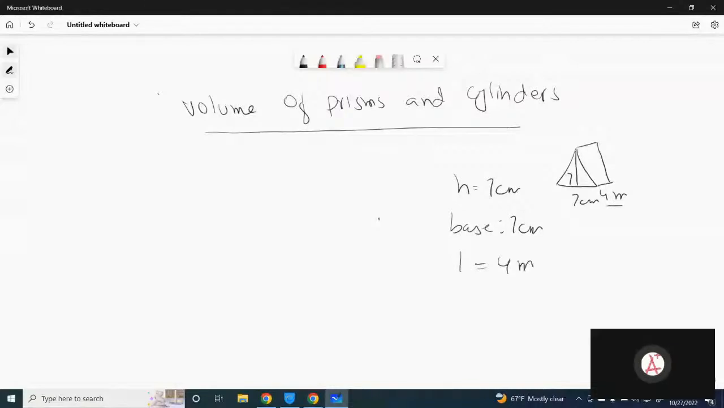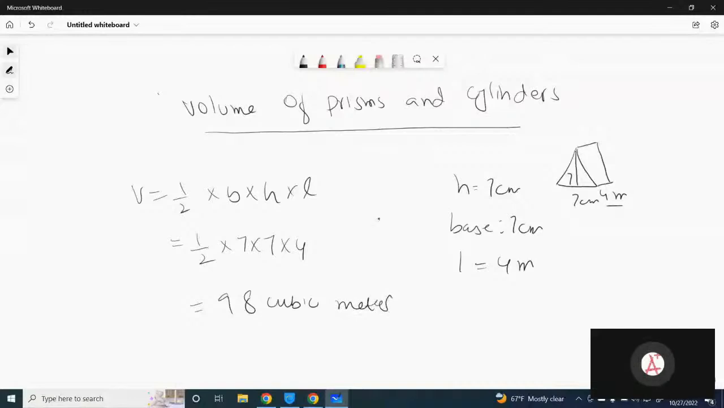Got it? So the formula for the volume is V equals half times base times height times length. Got it? So just multiply all the values: 1 by 2 times 7 times 7 times 4. So 7 times 7 is 49 and 49 times 4 is 196, and 196 divided by 2 is 98 cubic meter. Got it? This is the volume of the given shape. Got it?